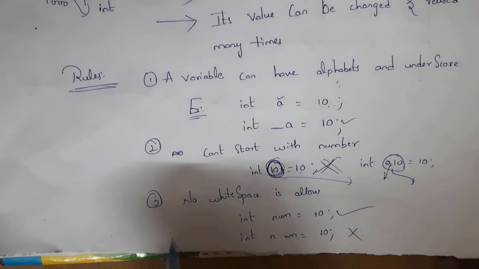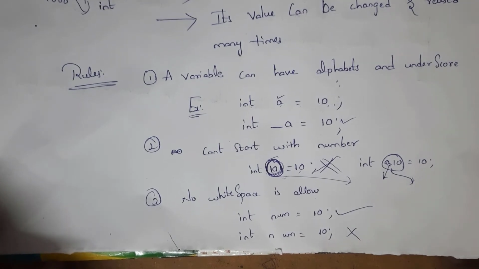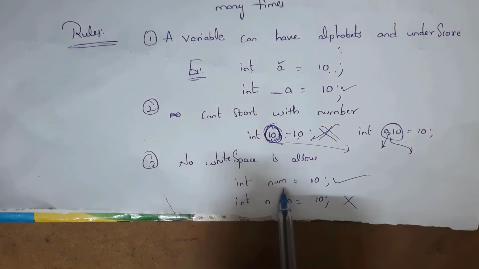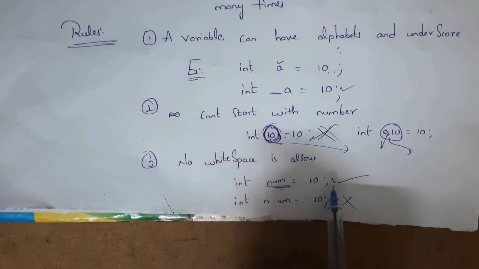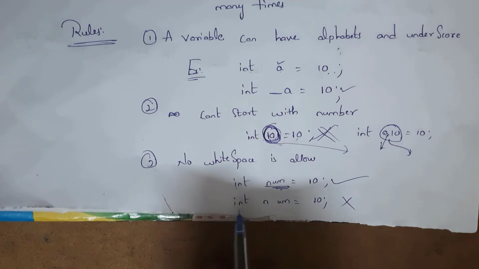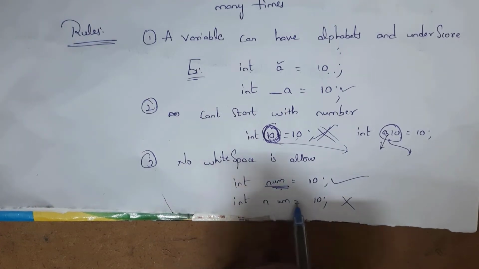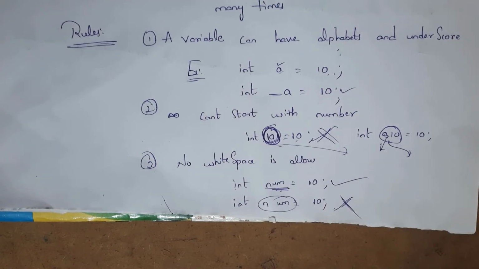And the third rule is no white space is allowed. You should not give space in between a variable name. For example, here I wrote int, and I gave the variable name as num. You can write like this: int num equal to 10. You can write like this, but you should not give space in between the variable name. Here I wrote int n um equal to 10. Whenever you declare like this, you will get an error. So you should not give space in between a variable name.